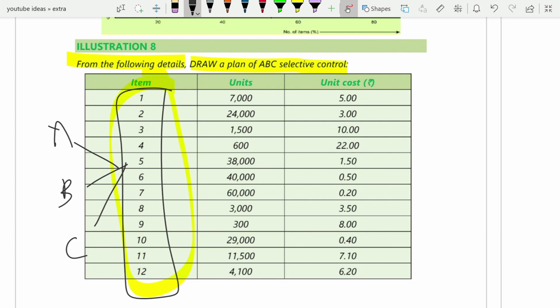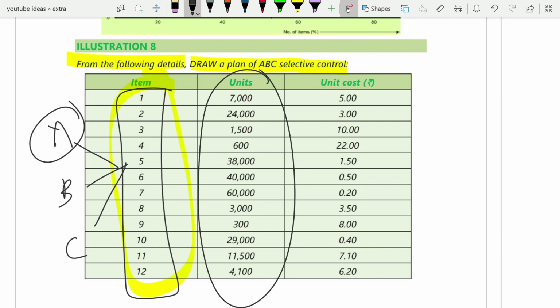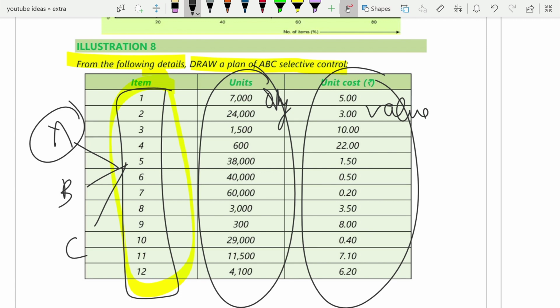So how will you bifurcate it? Item A, B and C depend upon the value and quantity. They have given you the quantity here and the per unit cost here. So depending on both these factors, you have to divide all these items into category A, B and C.